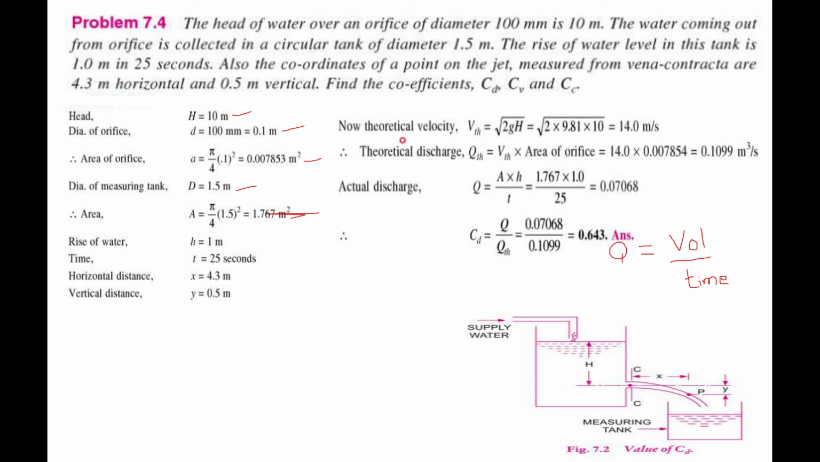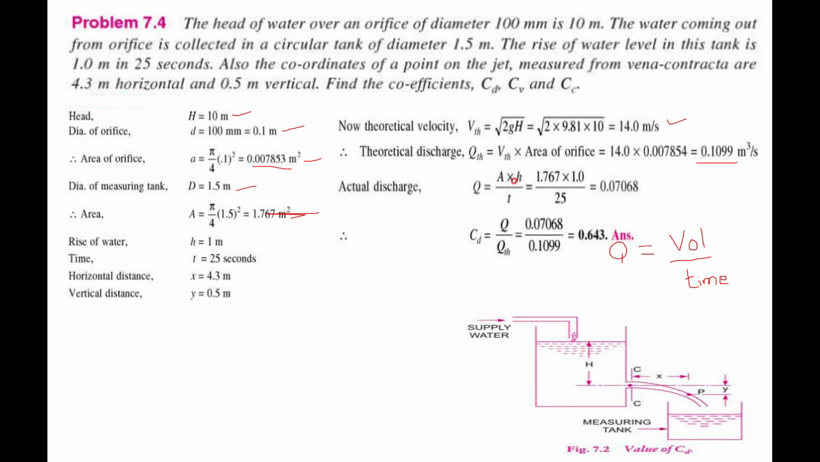Now you need to calculate the theoretical velocity, V theoretical, and as we know the formula is root of 2gh. Substitute here and you will get the theoretical velocity. Then the theoretical discharge is velocity into area. We have calculated the theoretical velocity and the area of the orifice, so substitute here and you get the theoretical discharge. Theoretical discharge means no losses are taken into account, we just calculate using the formula.